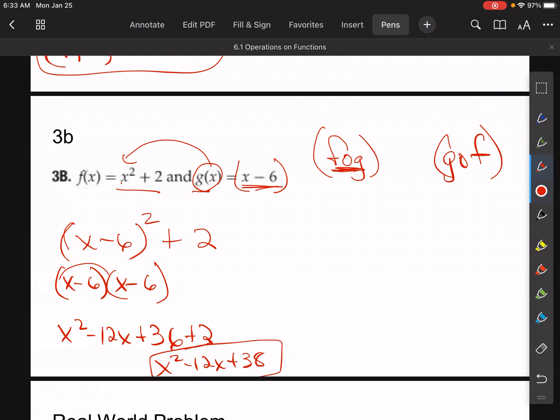Okay, so the domain for this thing is a quadratic, right? So the domain for this would be all reals. But what about the range? What would the range be of this thing?